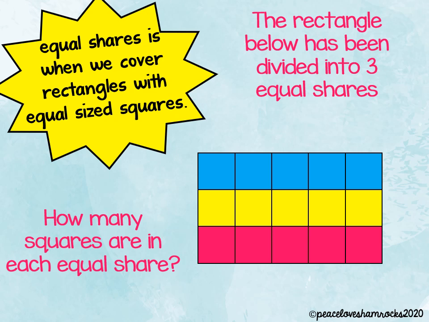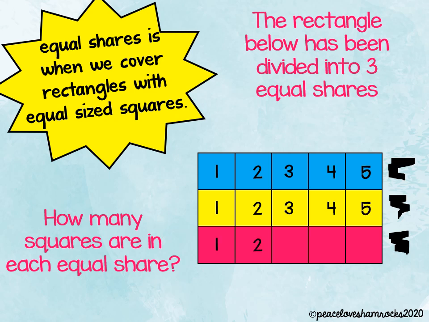Well, let's take a look. We have a blue share, a yellow share, and a pink share. So how many is in each of those? Well, there's 5 blue, there's 5 yellow, and there's 5 pink. So how many are in each share? 5. There's 5 pieces in each share.